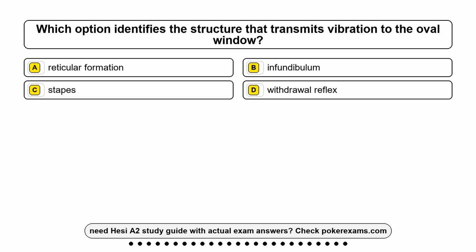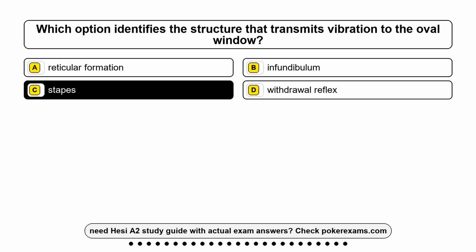Question 23. Which option identifies the structure that transmits vibration to the oval window? Option A, reticular formation. Option B, infundibulum. Option C, stapes. Option D, withdrawal reflex. The correct answer is option C, stapes.